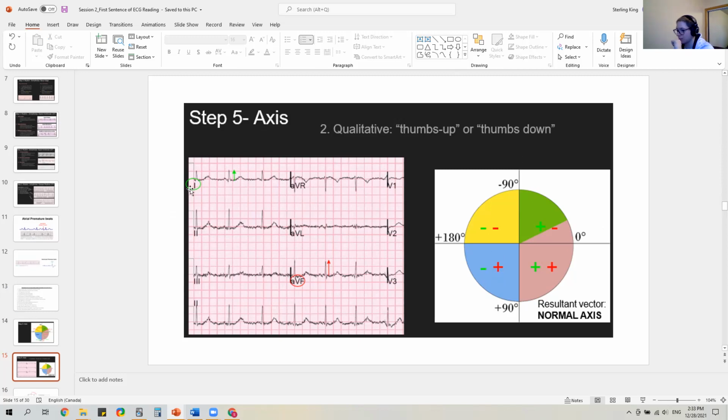And if you have two thumbs down, so lead 1, your left thumb, is down, and AVF, your right thumb, is down, you're in an extreme axis. This is very weird. This is not good.